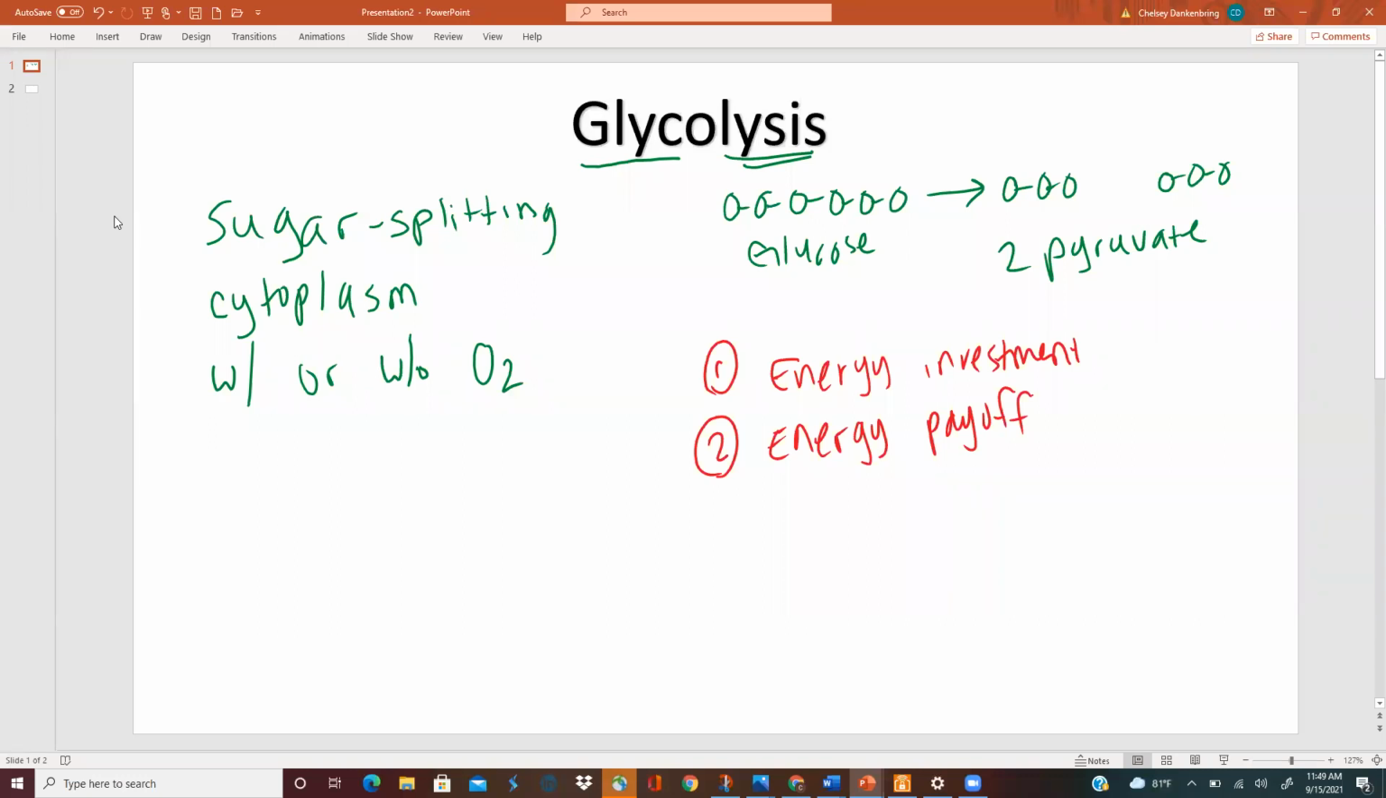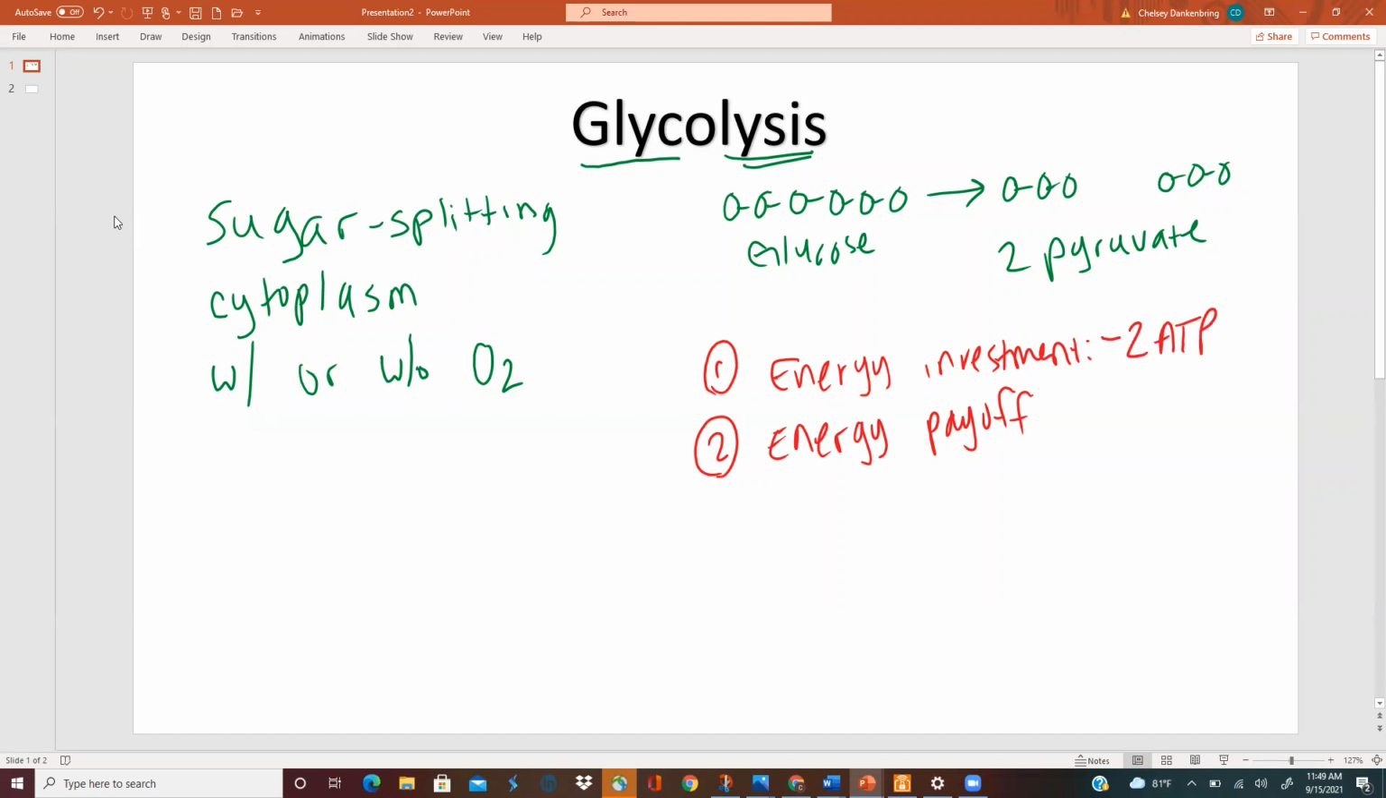The same thing happens in these cells. In order to start producing lots of energy, they have to invest a little energy first. During the energy investment phase, which is the initial steps of glycolysis, the cell has to invest, or use, 2 molecules of ATP.